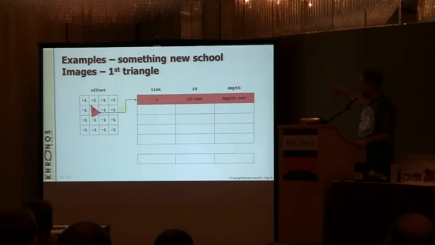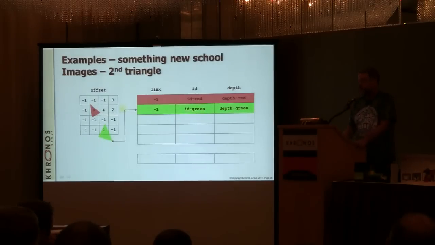-1 is just a special value that says there are no more fragments here. You write out its ID, you write out its depth, and you update the offset buffer with the value of where you wrote the last fragment record, and that's currently 0. Next triangle comes in, it's the green one, you do the same sort of process for there.